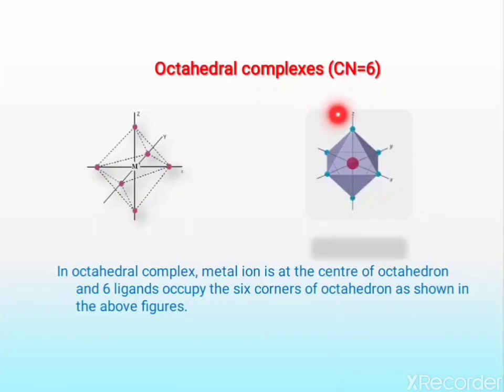This is an octahedral complex. Coordination number is 6, which means this consists of 6 ligands. The central metal ion is at the center, and all the 6 ligands occupy the 6 corners of the octahedron. Then let us discuss how crystal field splitting takes place in octahedral complexes.